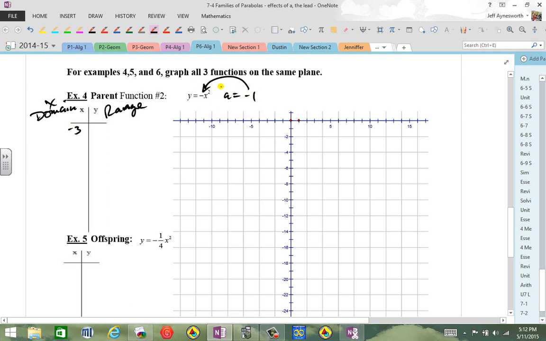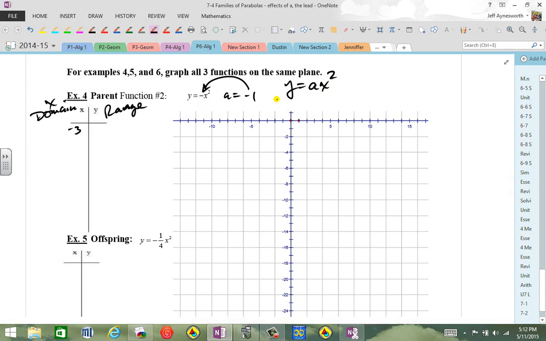Look at that right there. A is -1. Remember, the general function is a times x squared. And when the lead coefficient is negative, you know a is -1. So what happens to the graph? What happens to the parent? Okay, let's figure it out. So negative of -3 squared. And I talked about this in class, but what happens? Well, I talked about how you got to square the number first. When you square -3, you get 9, but then you got to make it negative. So this is actually -9.